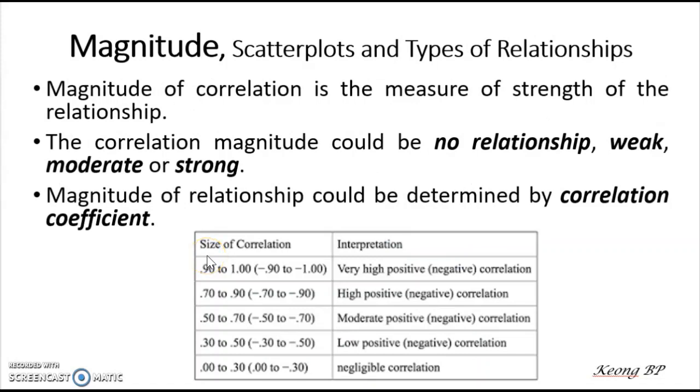So how could we interpret the correlation value that is generated? The correlation value, which is 0.94, could be interpreted as a very high correlation. And now we try to see if the correlation is positive or negative.